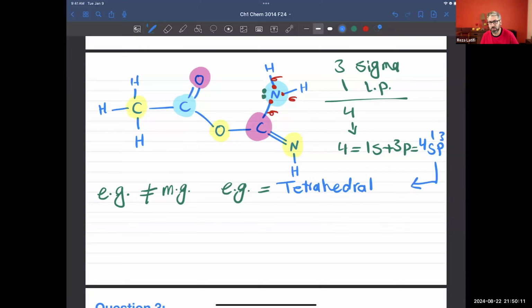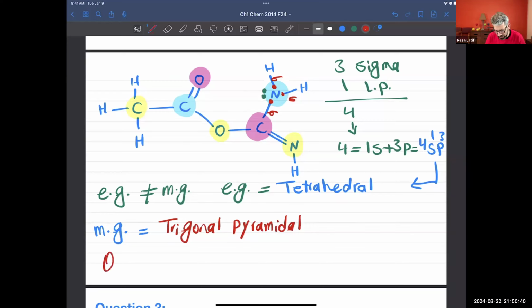But how about the molecular geometry? Because you have a lone pair, the top one is missing, and if I connect these three atoms to the top one, it will give me a pyramid, and the base is made of three atoms, so I'm going to call it trigonal pyramidal geometry. Okay, how about the bond angle? From 109.5, I'm going to drop it by 2 degrees, and that's going to be 107.